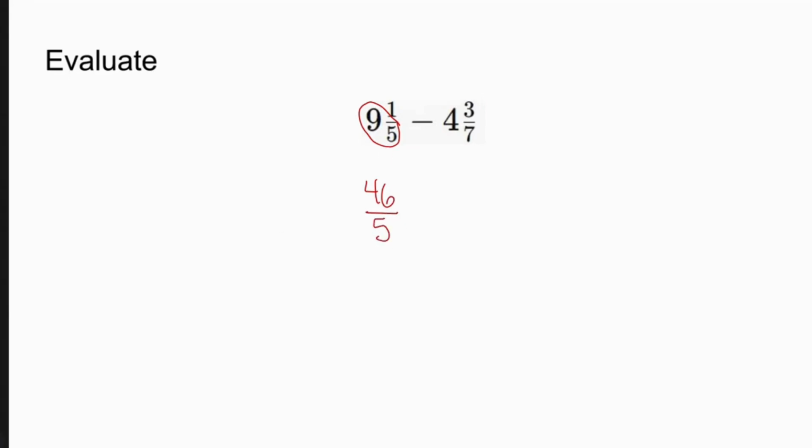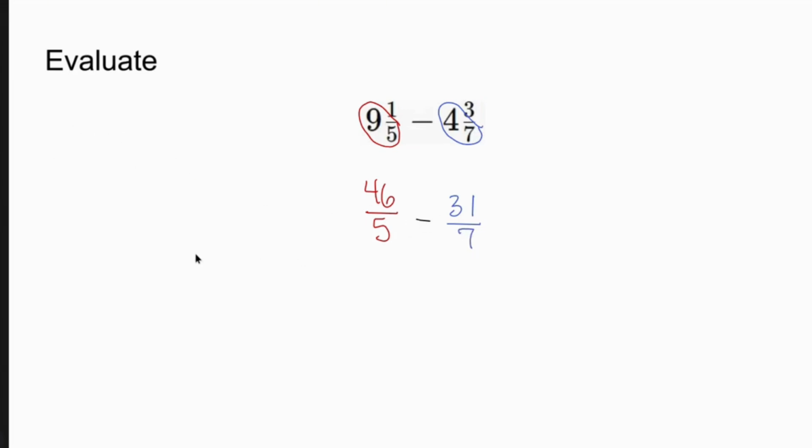Now, we're going to turn 4 3/7 into an improper fraction too. Multiply 4 times 7, that gets you 28. Add 28 to your numerator, so 28 plus 3 is 31. So 31 over, keep the 7 the way it is, and the minus sign lives in the middle.